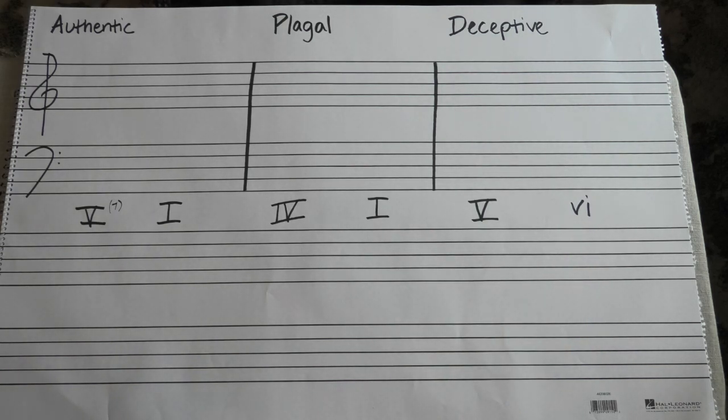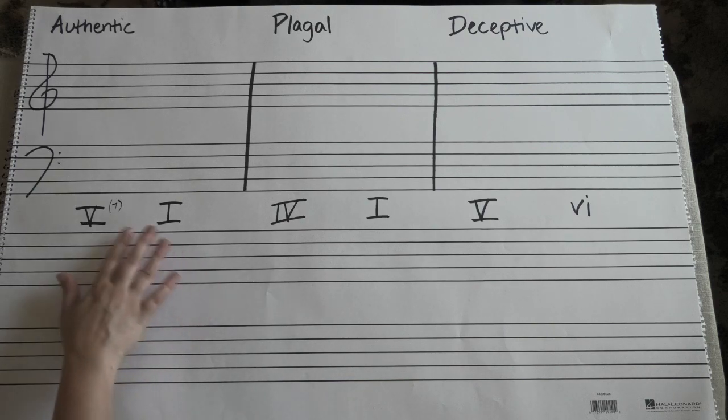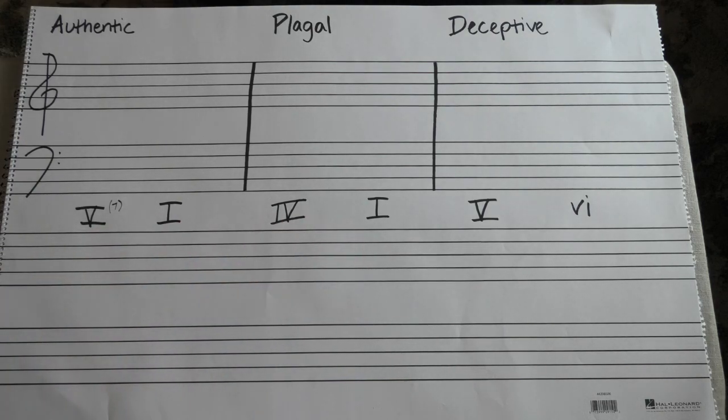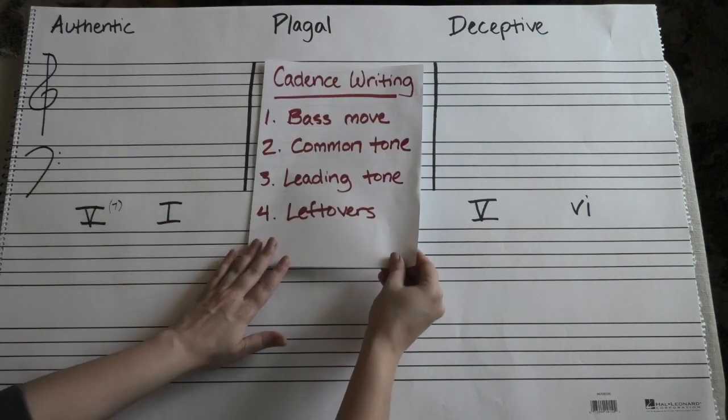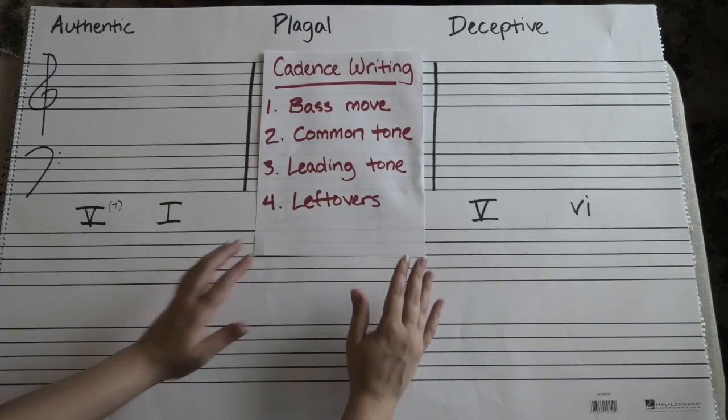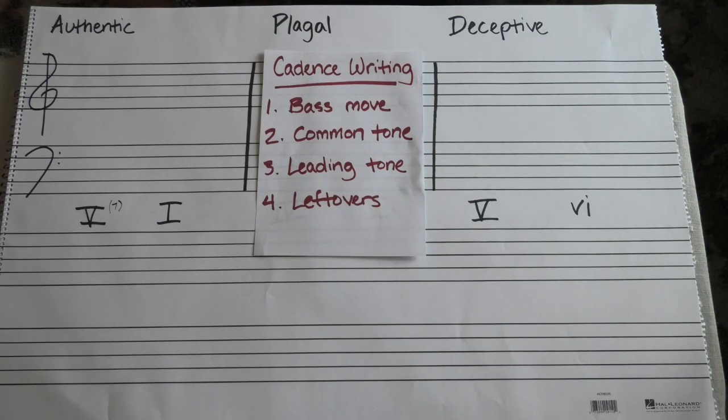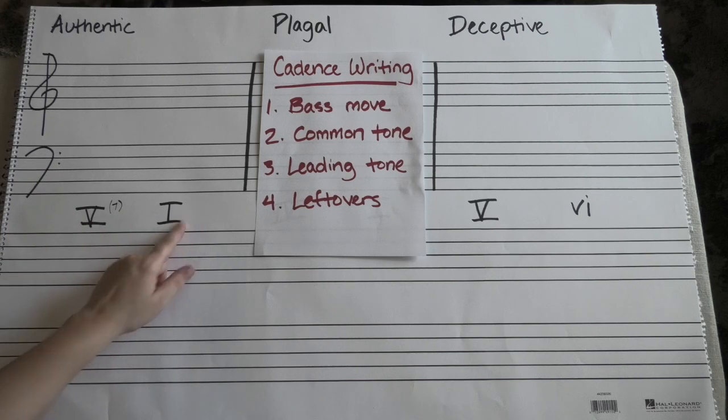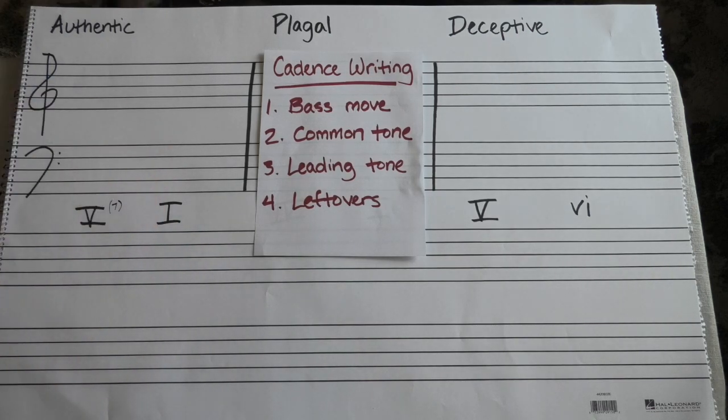Okay, so there's some things that you need to know when writing cadences. And again, right now we have everything in root position, so you won't have to worry about anything but the root being in the bass line. Okay, so first thing, cadence writing. The first thing that you'll do is the bass line. You'll figure out what key you're in. If it says 5-1, you're gonna go from so to do in the bass line.